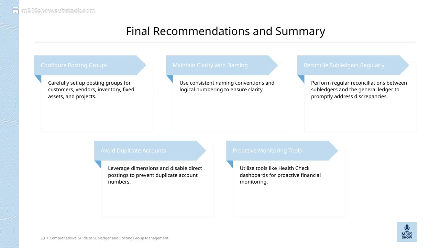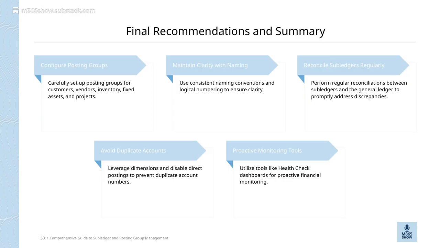Throughout this presentation, we've emphasized the importance of managing your subledgers and posting groups effectively to ensure accurate and reliable financial data. One key point is to utilize tools like health check dashboards. These are invaluable for proactive financial monitoring, allowing you to catch issues early before they escalate. Next, leverage dimensions and consider disabling direct postings when appropriate. This helps prevent duplicate account numbers, which can cause confusion and errors down the line.